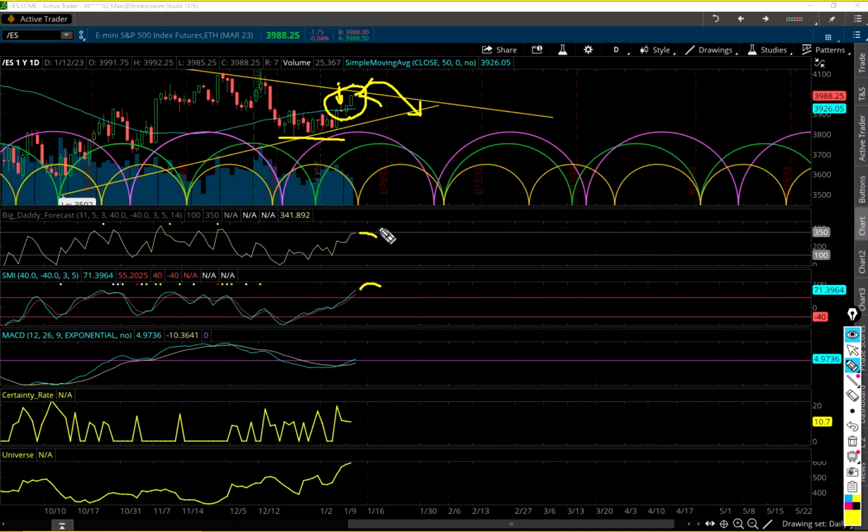All right. The Big Daddy indicator, we might see what these are called, divergence dots, which you notice every time we got divergence dots, things go down here. Well, that one didn't play out that way. This one kind of did. Okay.